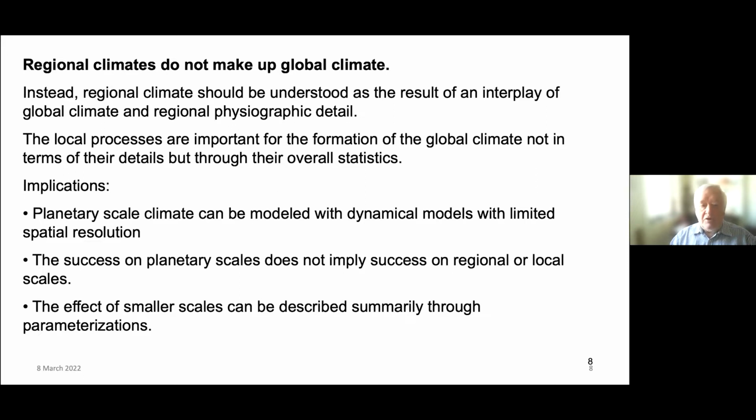It means, of course, also that the success on planetary scales does not imply success on regional or local scales. So when people look at, say, maps of scenarios of future climate change, and they get a global map, and then they're trying to find out what happens to Italy, southern Italy, then this is not the right way to do it, because southern Italy is not well resolved. And third, the effect of smaller scales can be described summarily through parametrizations.